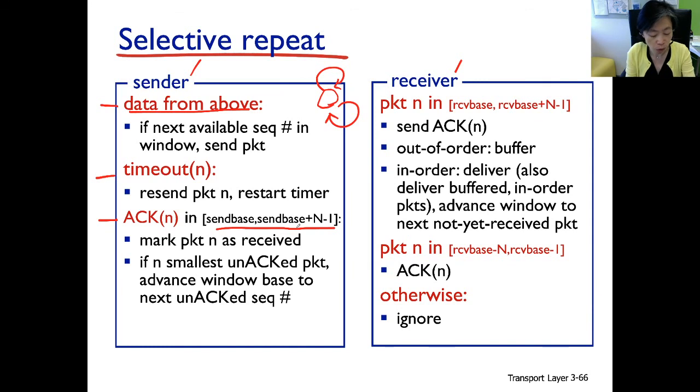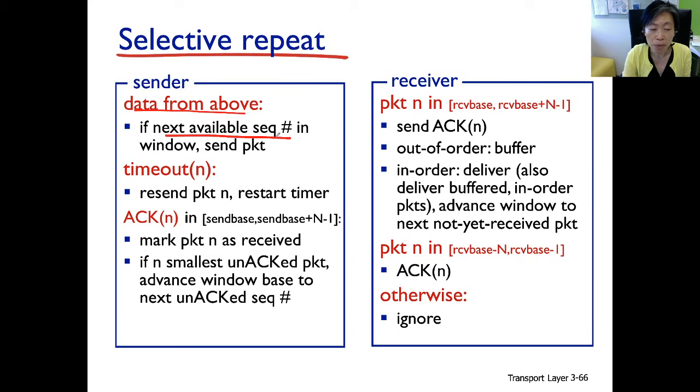So now let's go over the finite state machines of the sender and receiver. Sender side, when there's a call from above, if the next available sequence number is within the window, send the packet. And you know how to check whether the next available sequence number is in the window, right? The next seq num should be less than base plus n. Second is a timeout event. If our timer times out for packet sequence number n, we retransmit packet n and restart the timer. Straightforward.